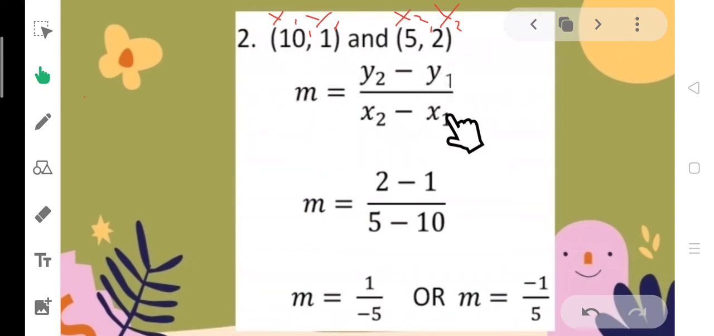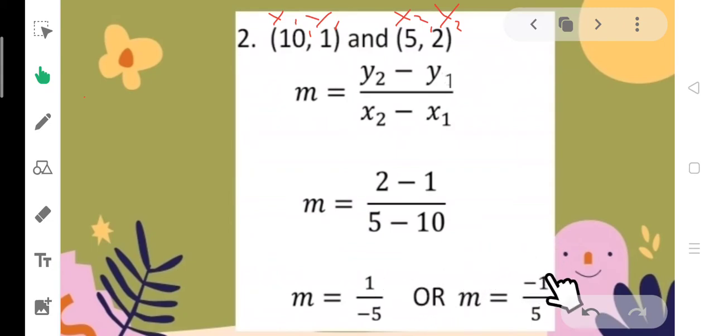Okay, substituting in this formula, m is equal to y sub 2 minus y sub 1, all over x sub 2 minus x sub 1. We have 2 minus 1, 2 for our y sub 2, minus 1, the y sub 1. Now for x sub 2, we have 5 minus 10. So, 2 minus 1, that is equal to 1. 5 minus 10, that is equal to negative 5. So, 1 over negative 5 is our slope, or we could write it as negative 1 over 5, the same as 1 over negative 5.